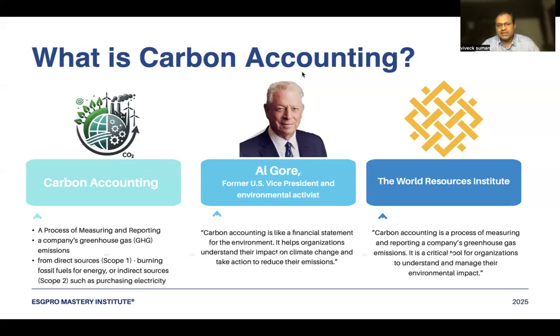Al Gore was vice president of US and an environmental activist. And he also defined carbon accounting. And this is 25 years ago, 1990s, 1995. Now, first, let's understand the carbon accounting by three-step model. It is a process, right? It is a systemic process.